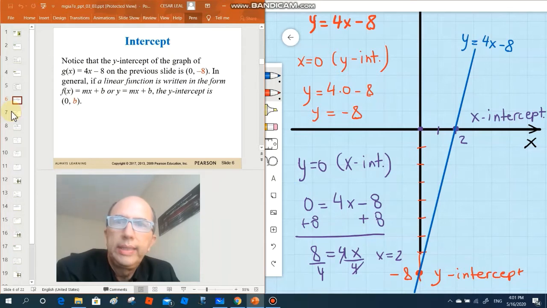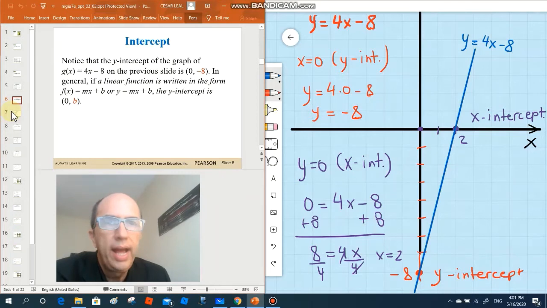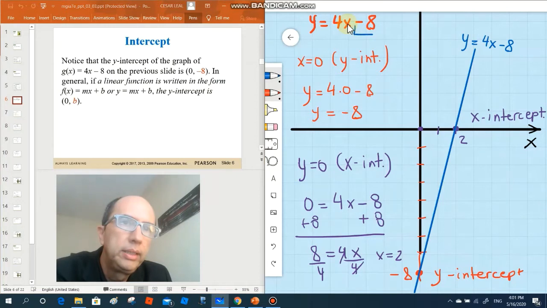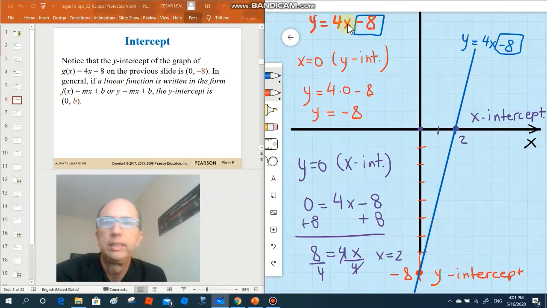Notice that the y-intercept of the graph of g(x) equals 4x minus 8 on the previous slide is (0, negative 8). In general, if a linear function is written in the form f(x) or y equals mx plus b, the y-intercept is (0, b). In this situation here, b is negative 8.